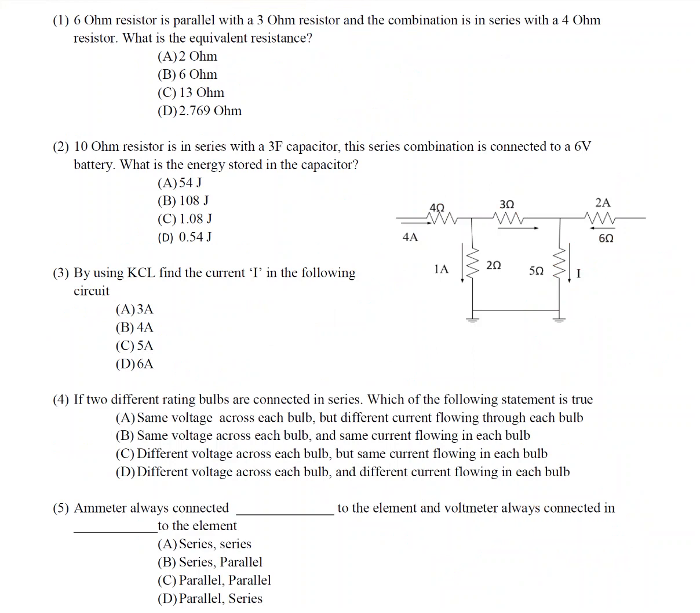Okay, next question. A 6 ohm resistor is in parallel with a 3 ohm resistor and the combination is in series with a 4 ohm resistor. What is the equivalent resistance? So you have 6 ohm and 3 ohm connected in parallel, in series with 4 ohm. 6 parallel with 3, this is the symbol for parallel, is 6 times 3 over 6 plus 3, which is 2 ohms. So 2 plus 4, 6 ohms, total equals 6 ohms.